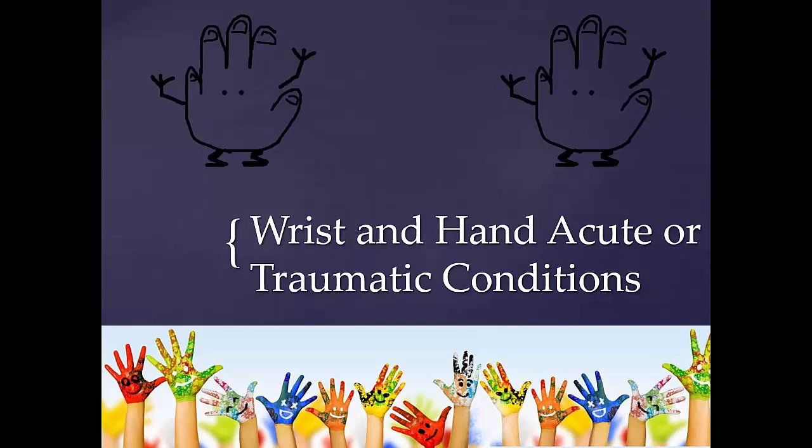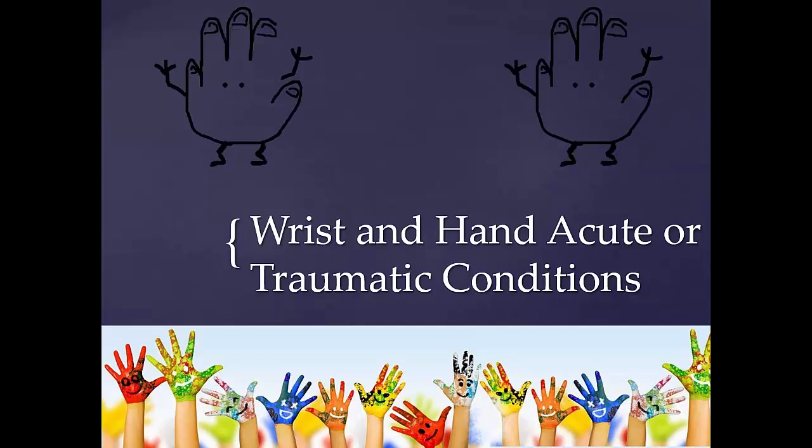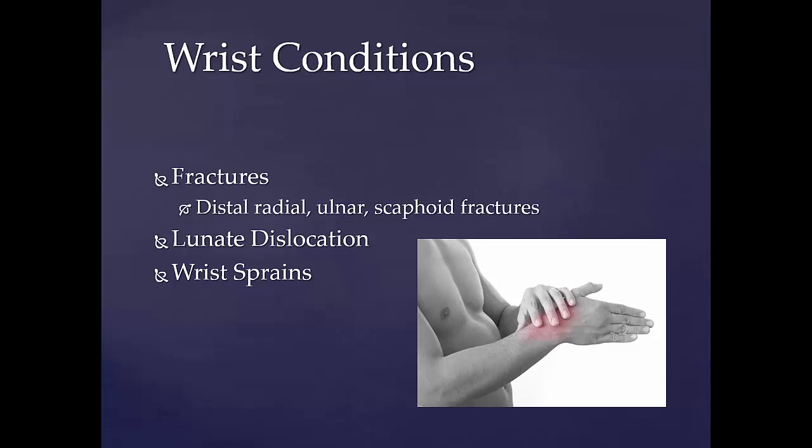Wrist and hand acute or traumatic conditions. The conditions that we'll cover include fractures, including distal radial, ulnar, and scaphoid fractures, lunate dislocations, and wrist sprains.